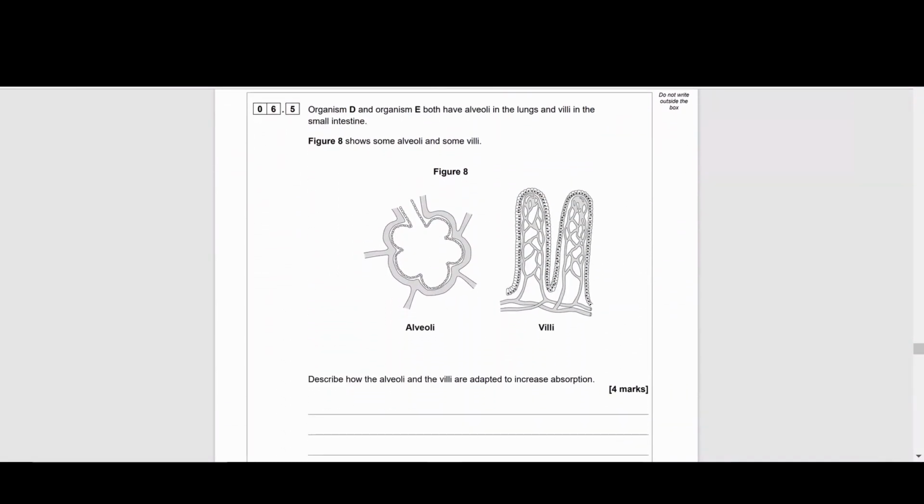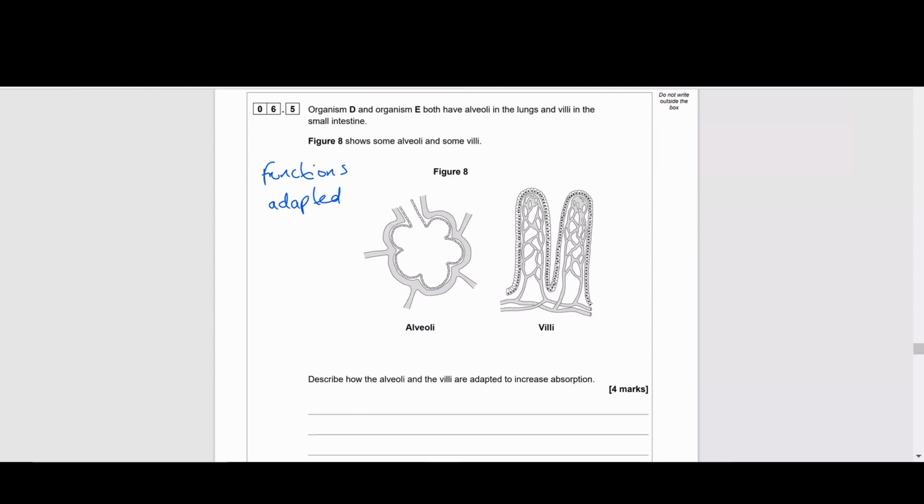Organism D and organism E both have alveoli in the lungs and villi in the small intestine. Figure 8 shows some alveoli and some villi. So we've got alveolus here and we've got some villi here. What should we know about these two structures? Their functions we need to know, and we need to know how they are adapted to carry out their functions.